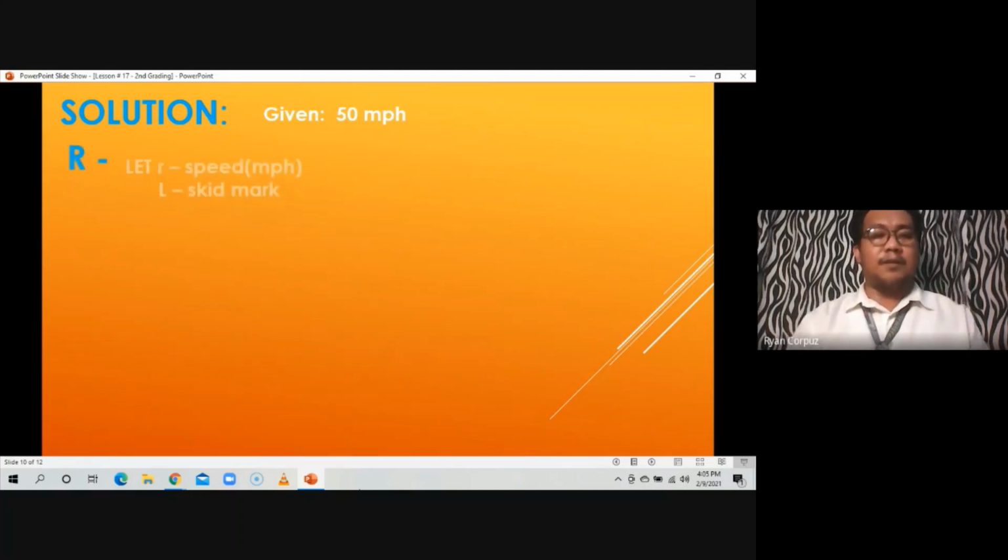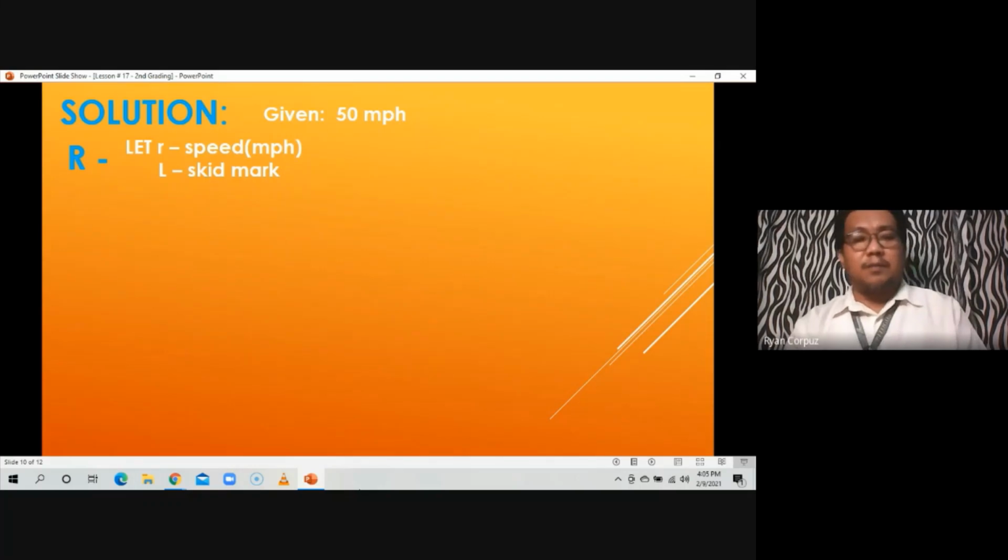So that's why, with the help of that given, solve natin yung problem. On our representation, we let R as the speed, which is in miles per hour, then L is the skid mark. Binanggit naman in the problem, yung R, di ba? It's the speed which is in miles per hour, then L is the skid mark. But what we are asking is how far. So that means we are looking for L.